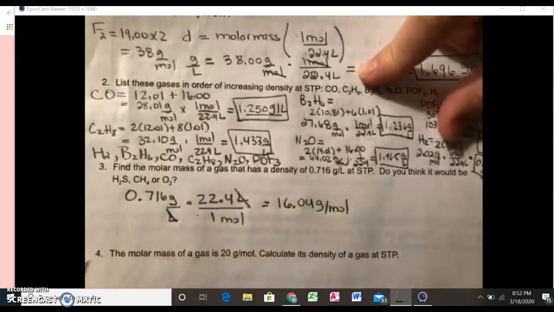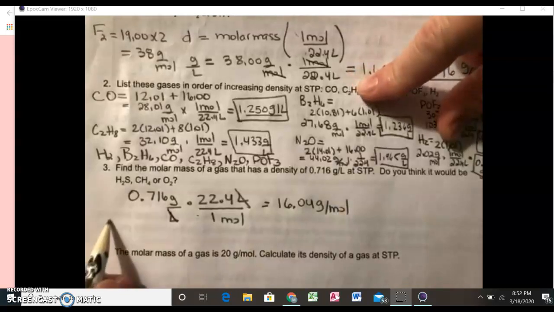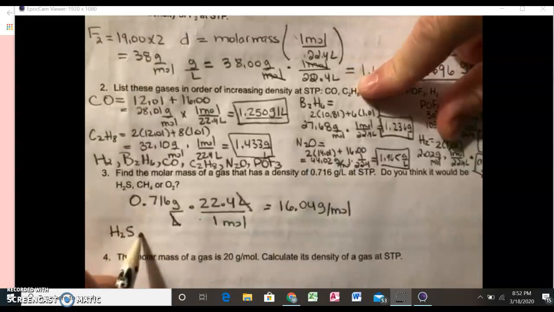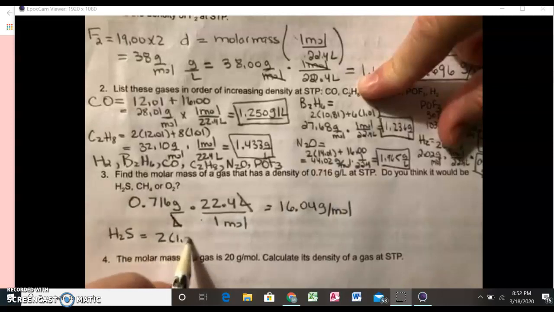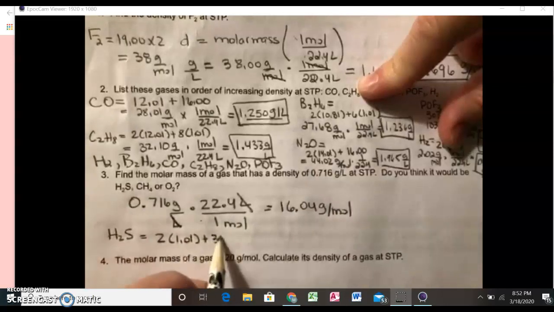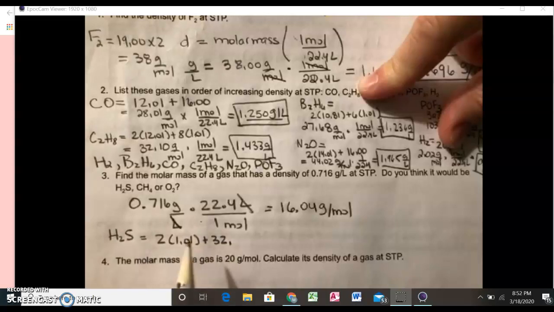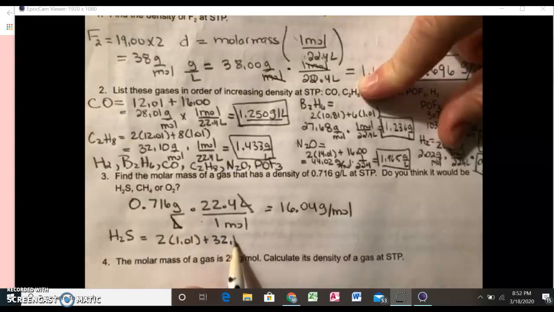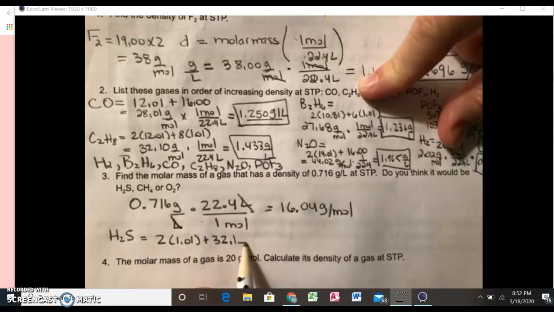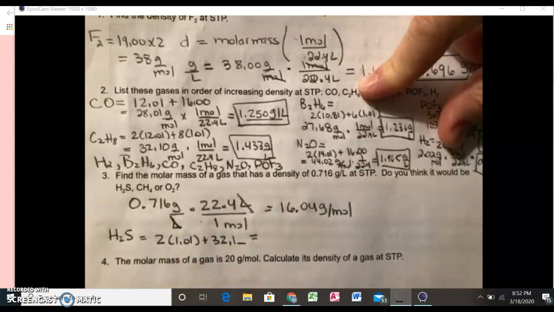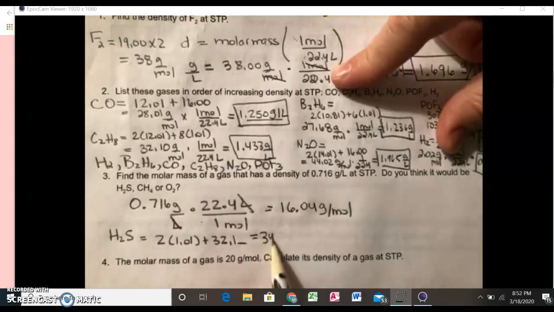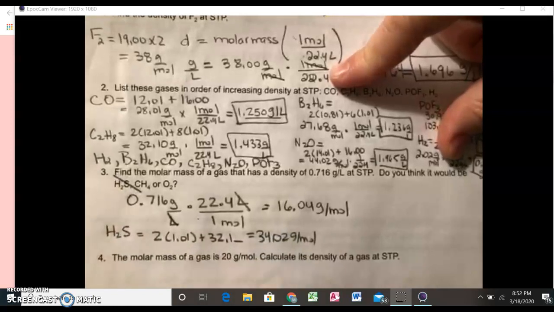And the question is, well, which of these is it? So if it's H2S, we want to know what its molar mass is. Oh crud, I forgot to look up its molar mass here. Don't remember what that one is. But we already know it's not right. So 32 plus 2 times 1.01. So that's 34.02. So that has to be ruled out. It's not going to be this one.